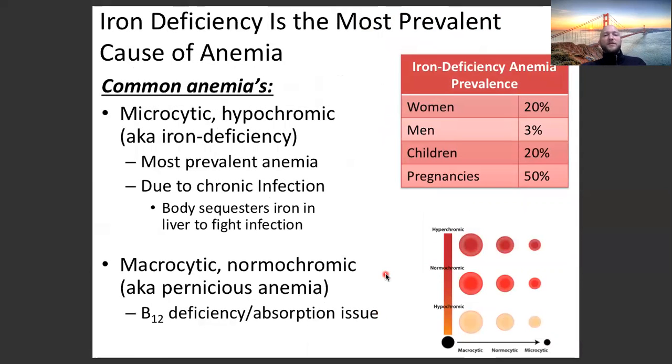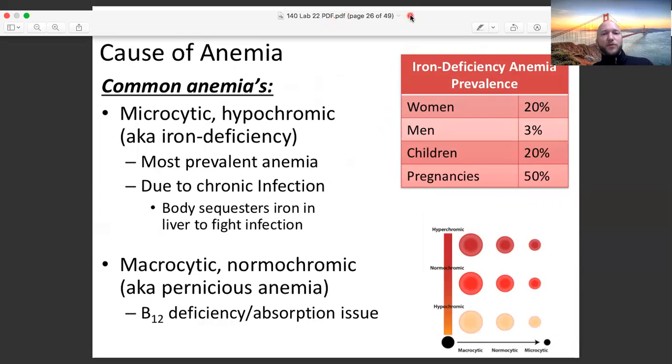So iron deficiency is the most prevalent cause of anemia, causing microcytic hypochromic anemia. Iron deficiency would be the etiological term to describe what's causing it, and then describing the cell size and color would be microcytic hypochromic. It's the most prevalent: 20% of women, 3% of men, 20% of children, 50% of pregnancies.